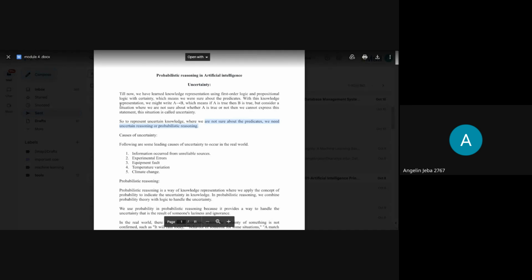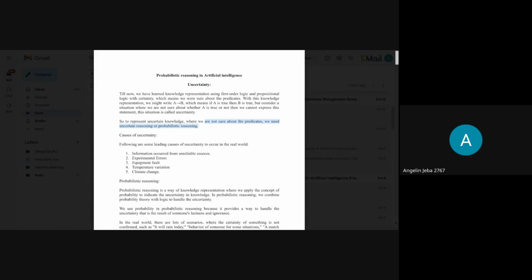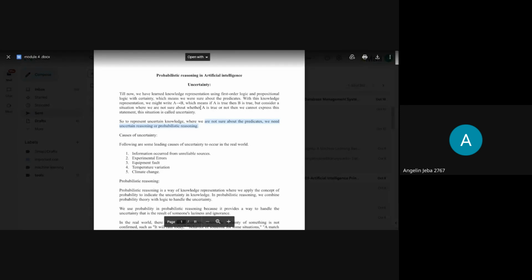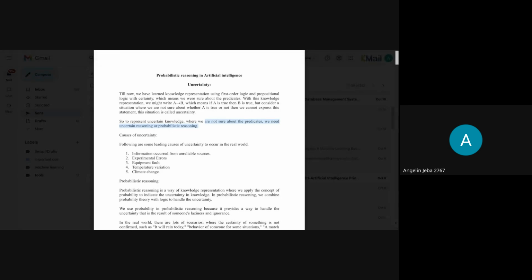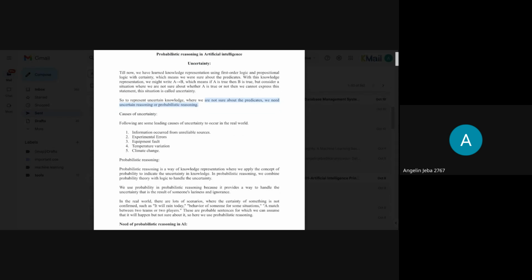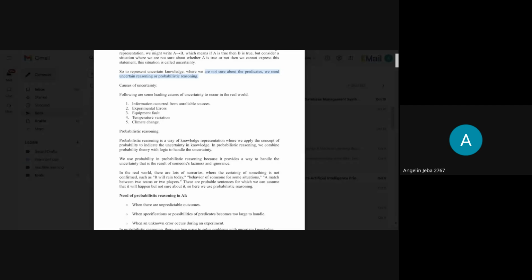So we are learning about Bayes theorem. We have also already learned about uncertainty. What is uncertainty, and what are the leading causes of uncertainty? That is, information obtained from unreliable sources, experimental errors, equipment fault, temperature variation, and climate change. This can probably lead to uncertainty.